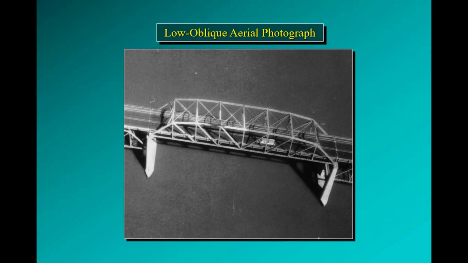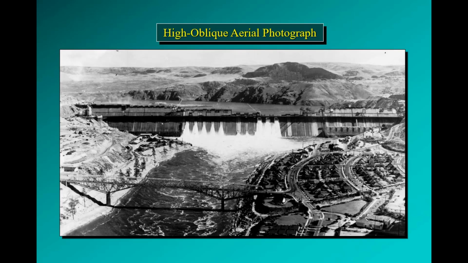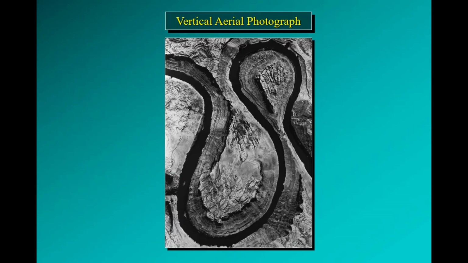So this is what is referred to as a low oblique aerial photograph. This is an example of what we refer to as a high oblique aerial photograph. And this is an example vertical aerial photograph. So think about what is different from one photograph to the next in terms of what is included in each one of these images.